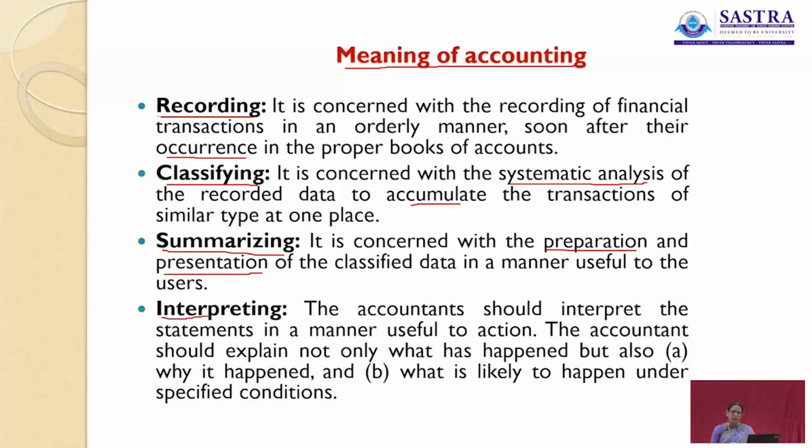Next is interpreting. When we say interpreting, the accountant should explain not only what has happened in the organization, he has to reason out for the happenings, why it has happened and what is likely to happen in future and how it can be prevented or how it can be promoted. So all these items will come under interpreting. So when we say meaning of accounting, it is recording, classifying, summarizing and interpreting the various financial information.